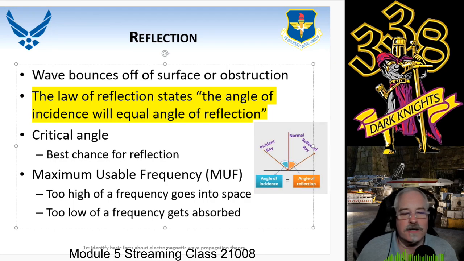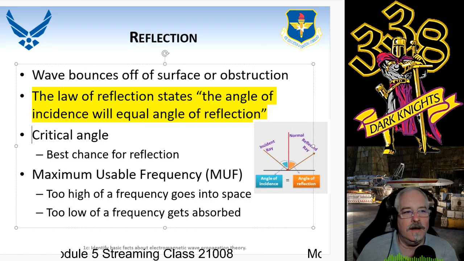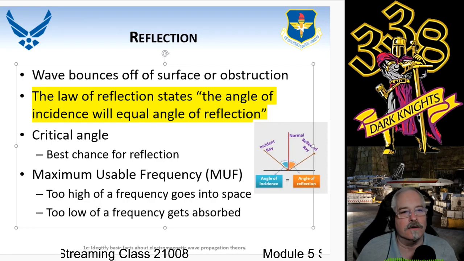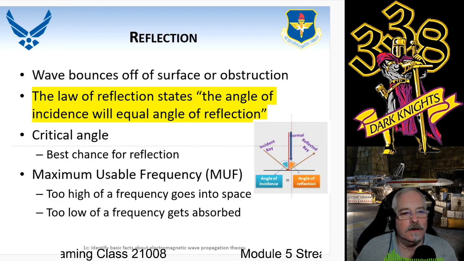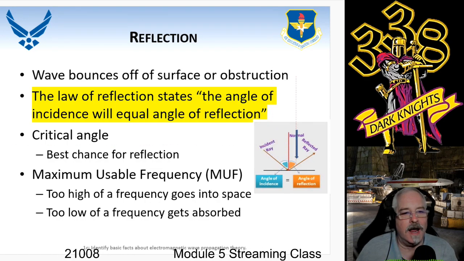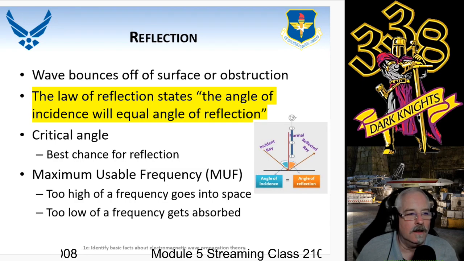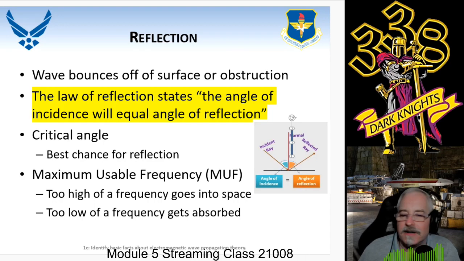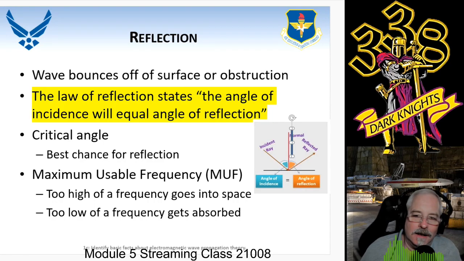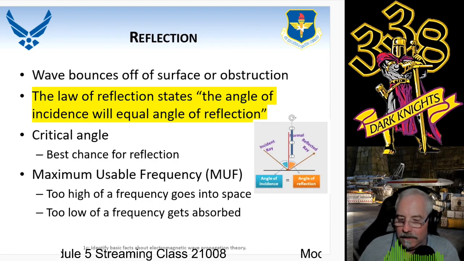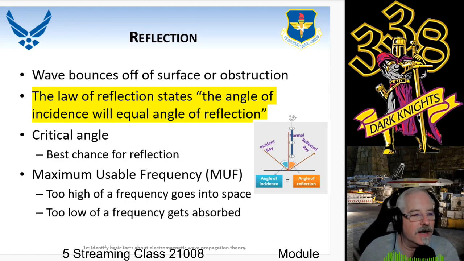The law of reflection states the angle of incidence is equal to the angle of reflection. I point to this little area here versus this little area here: angle of incidence here versus angle of reflection here. There are two different things you've got to worry about when we look at reflection. You've got something called the maximum usable frequency. It is in your study guide workbook. Take a look at it and see what you can pull from it. If you have any questions, please ask.